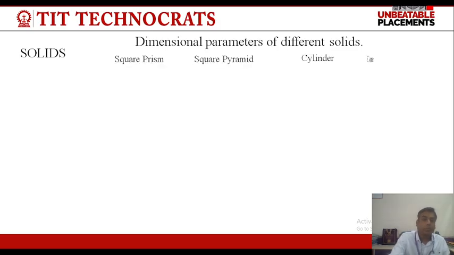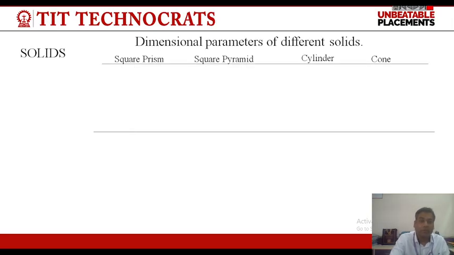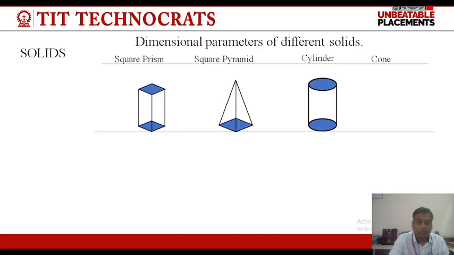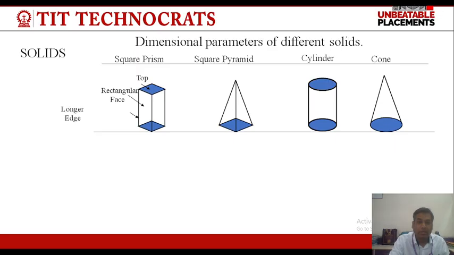Now, if we talk about a square prism, the following terms must be understood. This is a square prism. So this is the top of a square prism. These are the rectangular faces of a square prism. These are called vertical edges or longer edges. These are the corners of the base and this is the base of a square prism. And these are the edges of the base.